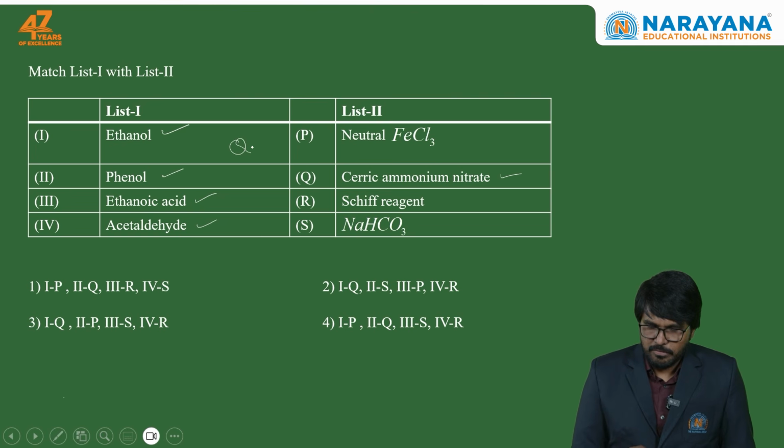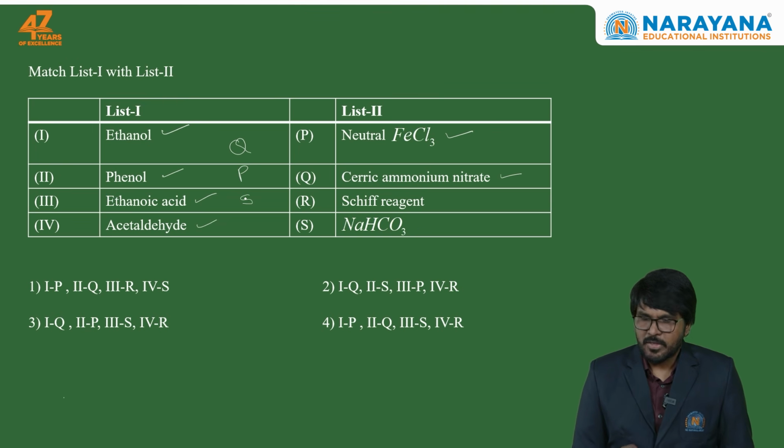Phenol will give positive results in the neutral FeCl3 test. So the correct option will be P. Ethanoic acid will decompose sodium bicarbonate. It will give the NaHCO3 test. So the correct answer will be S. And acetaldehyde will give Schiff's reagent test. Therefore, it will be R. So the correct option will be ethanol Q, phenol P, ethanoic acid S, acetaldehyde R. So that particular option will be 3. So this is the question from organic chemistry functional group tests.